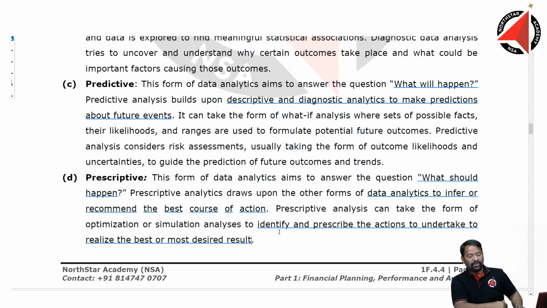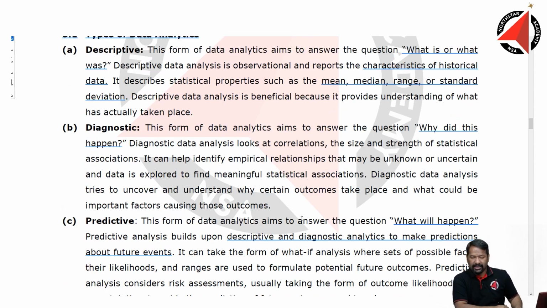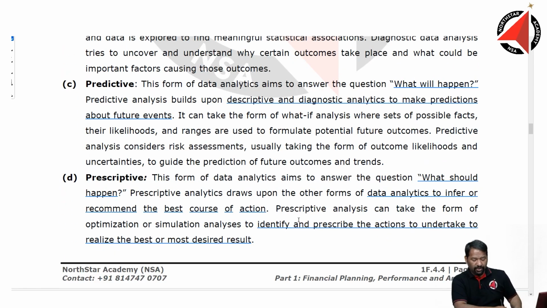Right? So I want you to know the difference between all the four. It can be very heavily tested in the exam as an MCQ question or as a case study question. Both can be heavily tested. MCQ and case study, one of the two is quite certain.